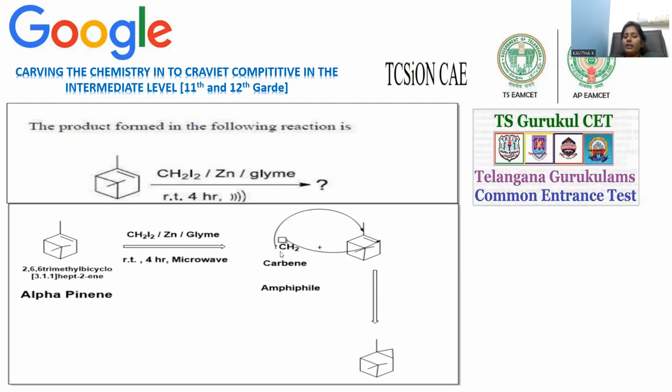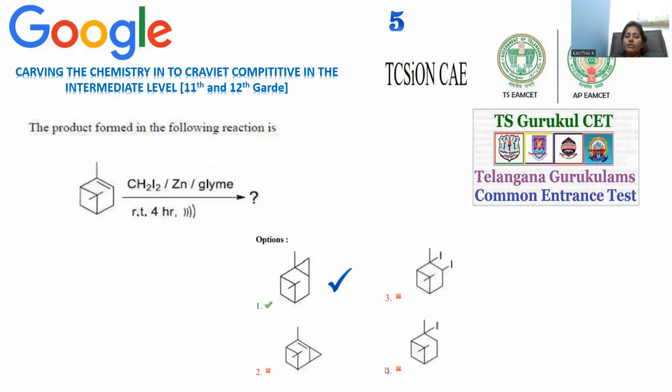Carbene is the amphiphile. Lone pair is released to one of the double bonded carbon, and this pi bonded electrons will be accepted by vacant orbital, so that this CH2 will be bonded to the carbon-carbon double bond like this. This is the way you can go for the simultaneous cyclization over there, a three-membered ring will be originated. So the expected answer will be option number 1.